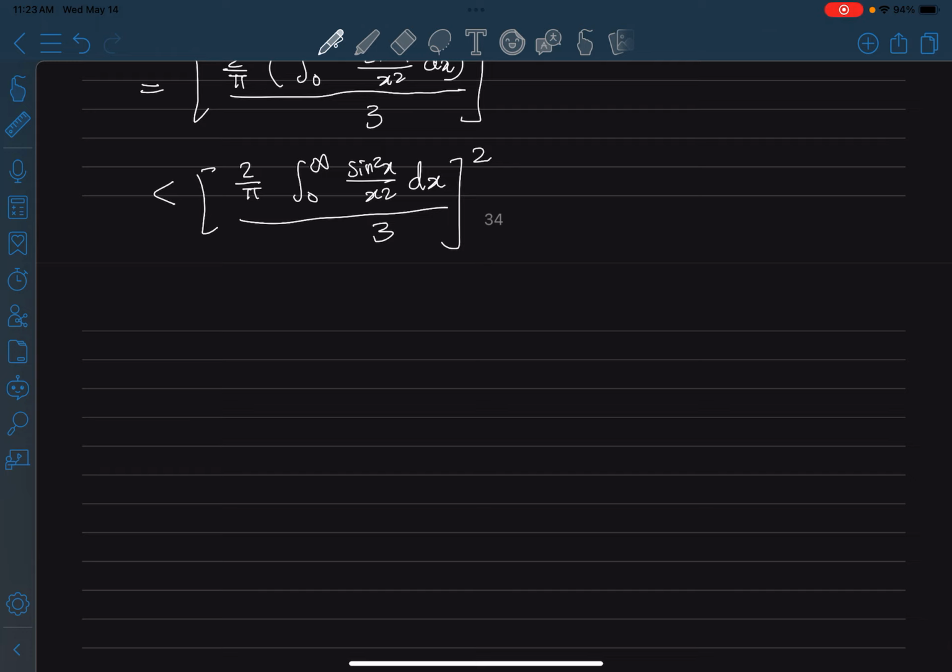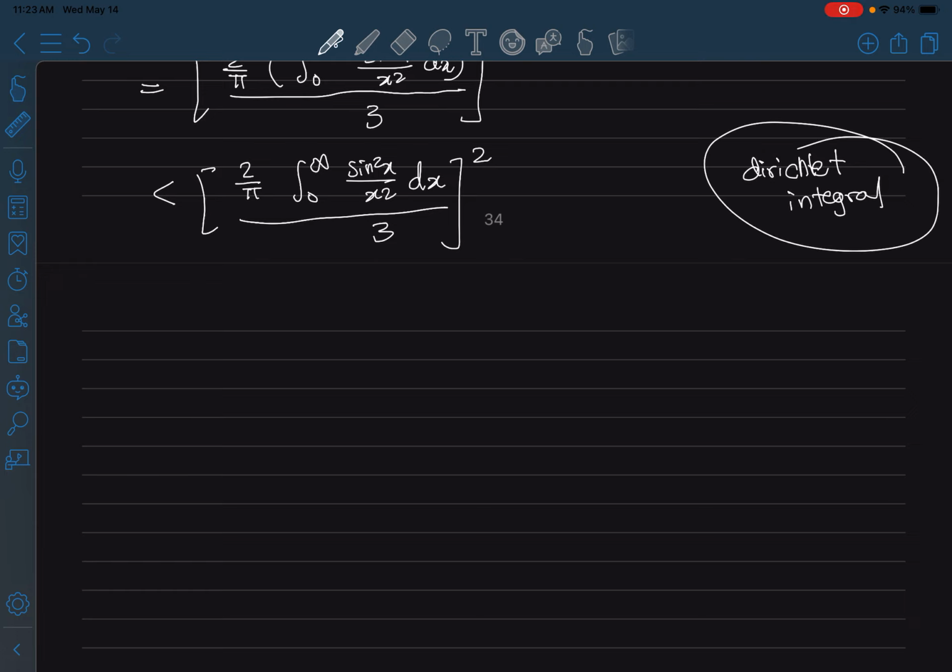And now, actually, this one is a really popular integral. It's just a different form of the Dirichlet integral, and you might be able to find this integral everywhere on the internet. I mean, there are lots of videos. There are also videos by blackpenredpen, right?